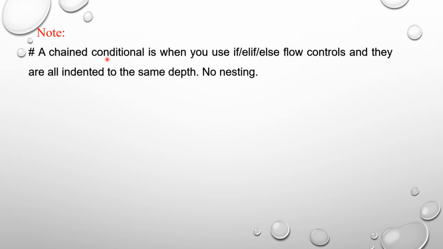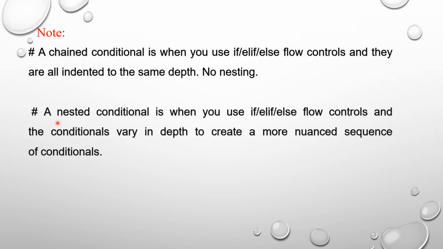Note that a chained conditional is when you use if, elif, else flow control, and they are all indented to the same depth, with no nesting. A nested conditional is when you use if, elif, or else flow control, and the conditionals vary in depth to create a more nested sequence of conditionals.